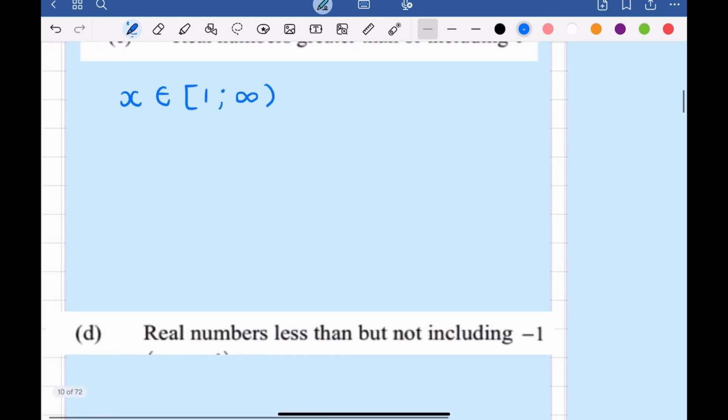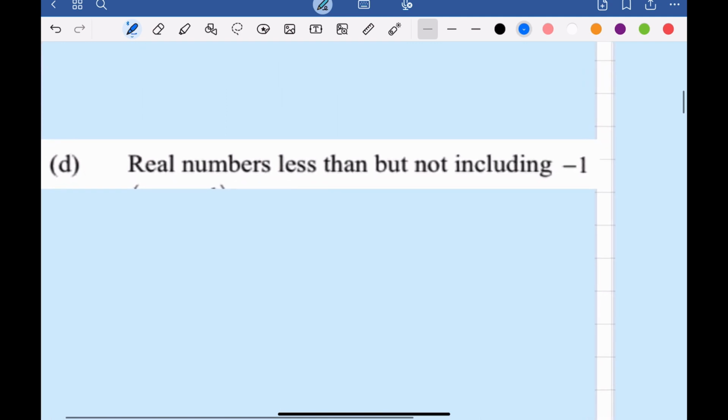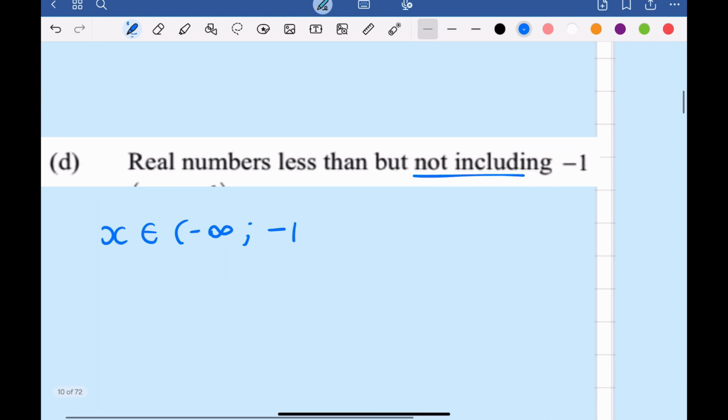Okay, the next one says real numbers less than but not including -1. So once again, it's less than. It doesn't have a lower bound. It just says less than, which means that our lower bound is going to be negative infinity with an open bracket, and then -1 is also not included, which means it's also going to be a round bracket.